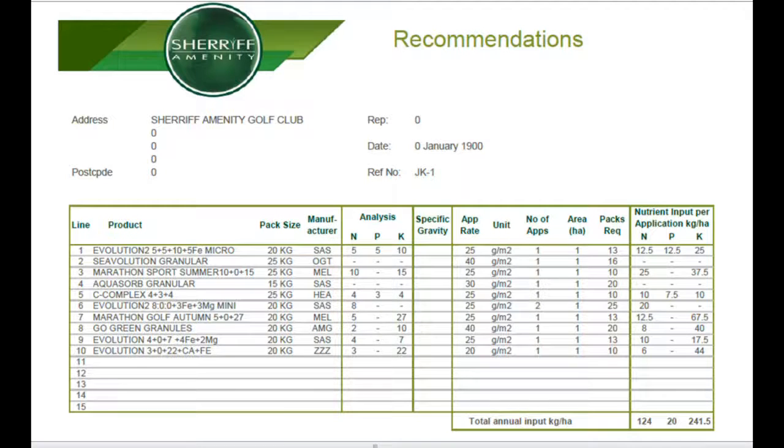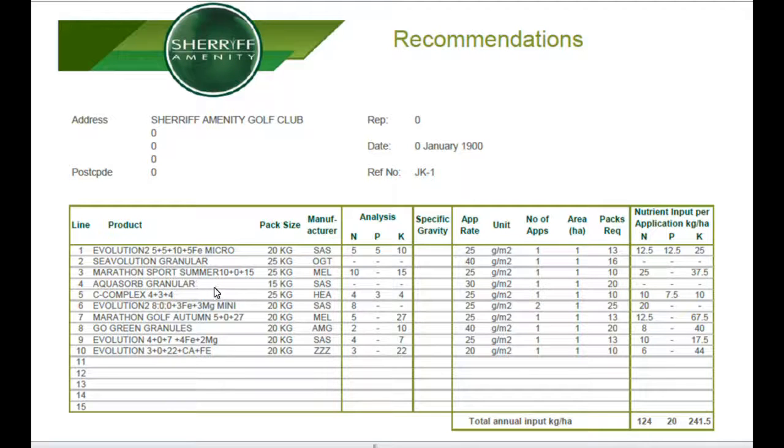So we take our first product and apply our calculation, which is Evolution 5510. 5% nitrogen times 25 equals 125, divided by 10 equals 12.5 kilograms per hectare of nitrogen. It stands to reason this will be the same for phosphorus, as this is also 5%, but at 10% this will be double at 25 kilograms per hectare. Go ahead and check one or two other figures.